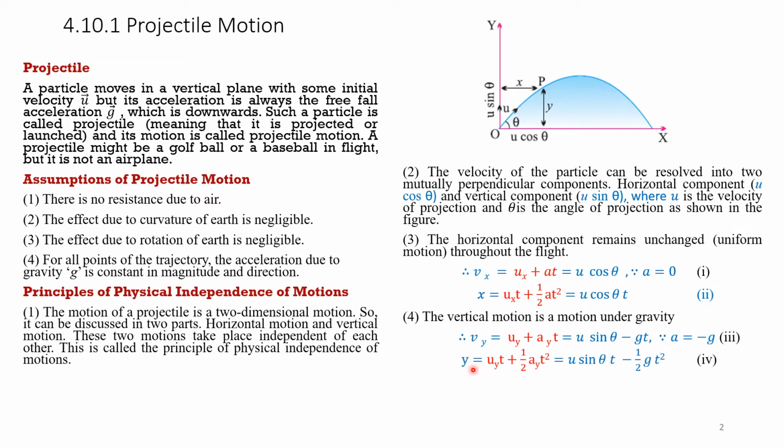And y is the distance. Displacement y is given by the vertical component uy into t plus half ayt square. Uy we know from the figure, uy is u sin theta into t plus a is minus g, therefore it becomes minus half gt square. Let this be equation 4. Using equations 1 to 4, problems of projectile motions can be solved.